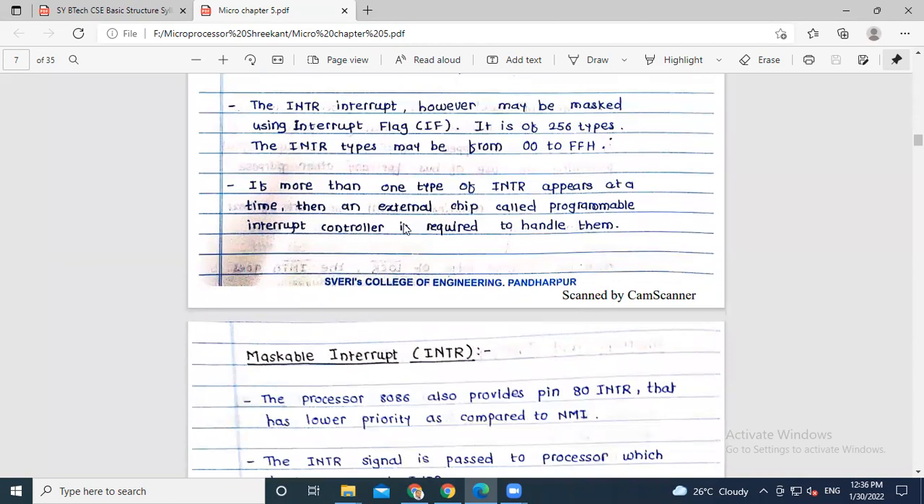So if more than one type of interrupt appears at a time, then an external chip called the programmable interrupt controller is required to handle them. Okay.